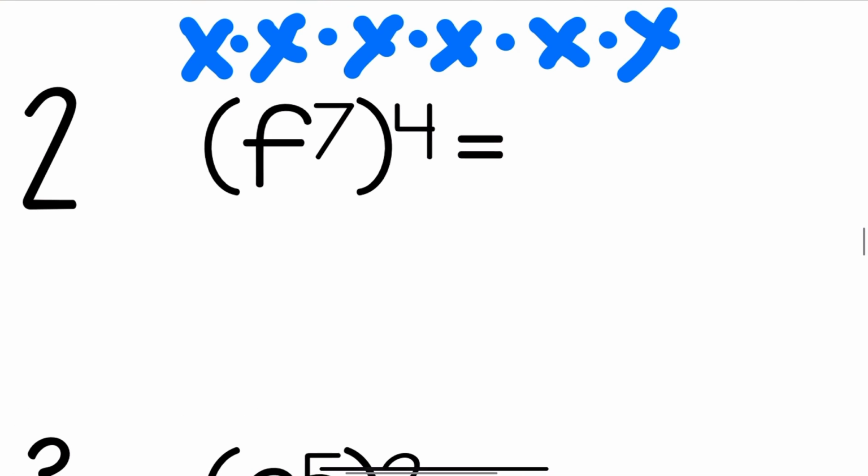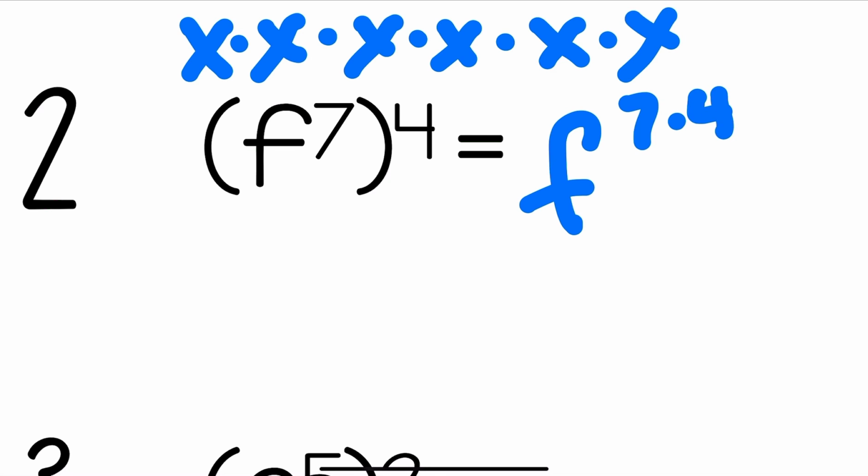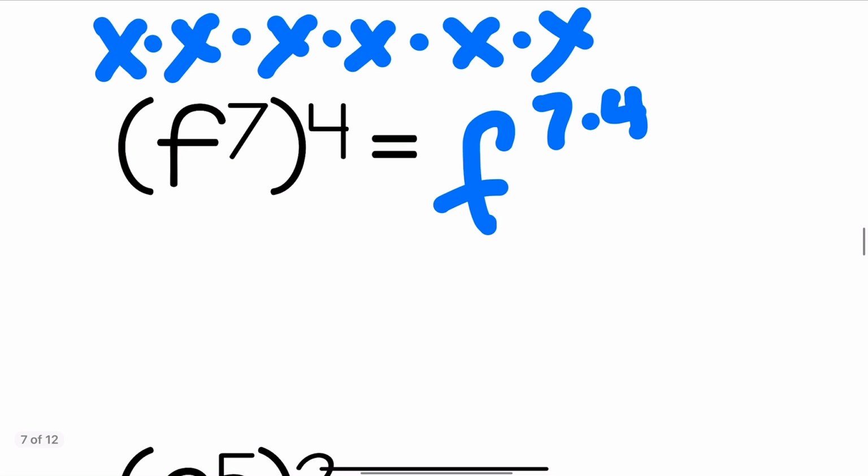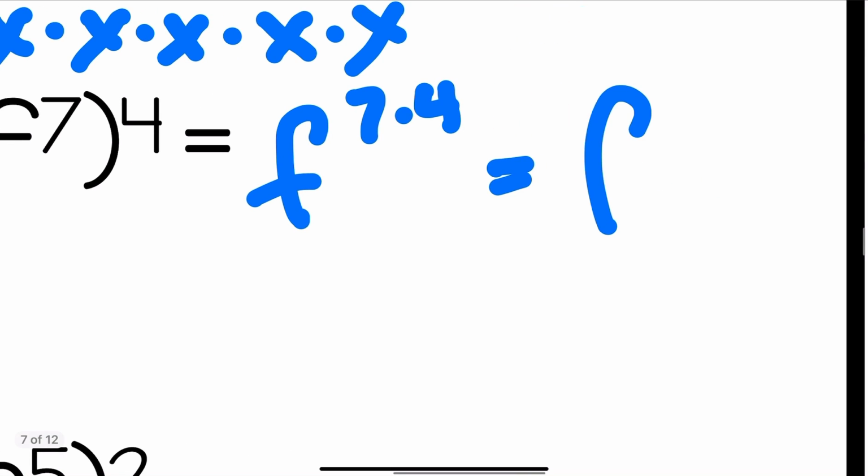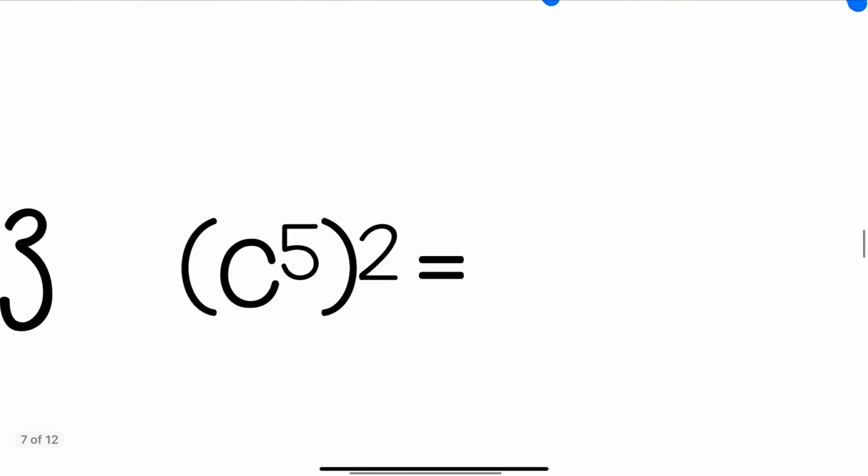So we've got number 2. We have f to the 7th, and that's to the 4th power. Well, we know that our rule is going to be the base to our inside exponent, which was 7, times our outside exponent, which was 4. So that's going to be f to the 28th, because 7 times 4 is 28. Okay, cool. Let's do the next one.